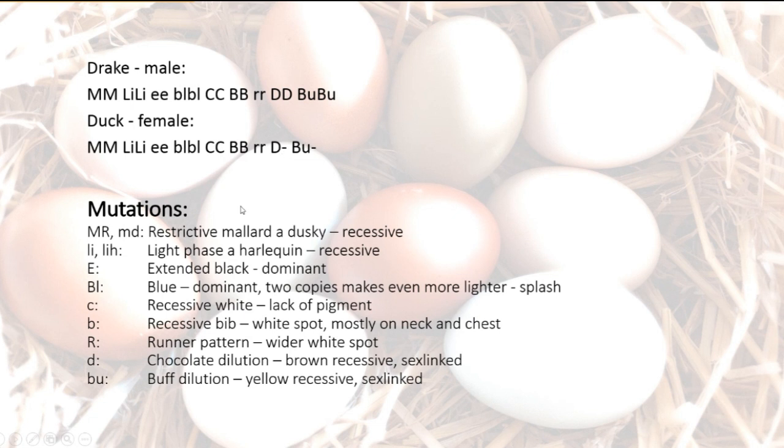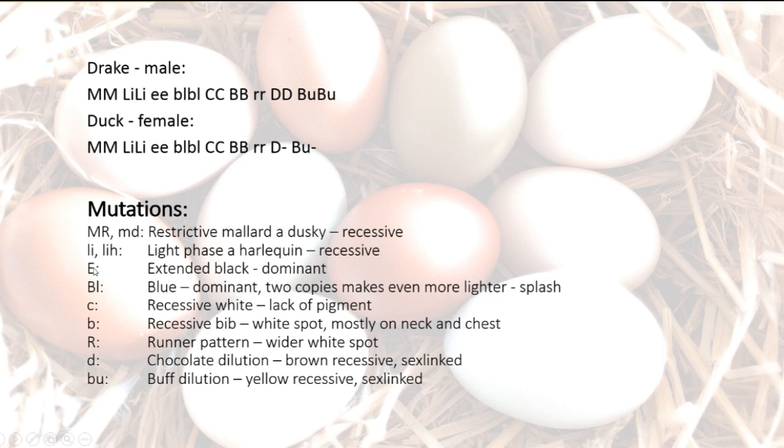Okay, so let's have a look at the mutations. The M got another variation, it's a restricted mallard, and another one that is recessive is a dusky mallard. That means something that's a bit duskier or a bit darker. Next one is the light face and the light face harlequin. Both are recessive. They are equal to each other. There are some differences. What I've noticed is that harlequin got a darker or black bill in the females.